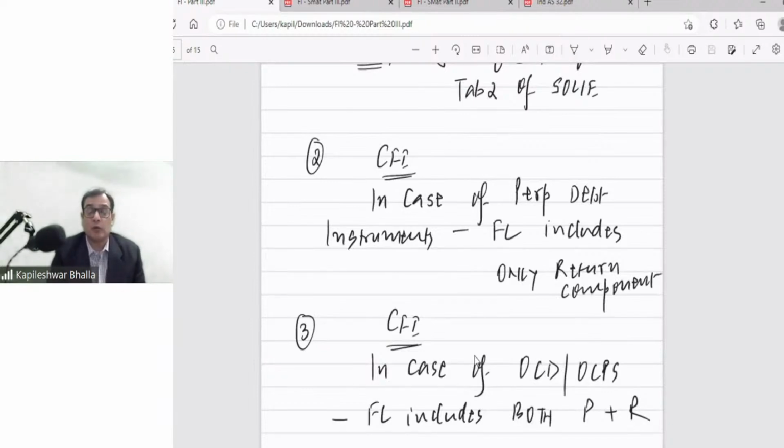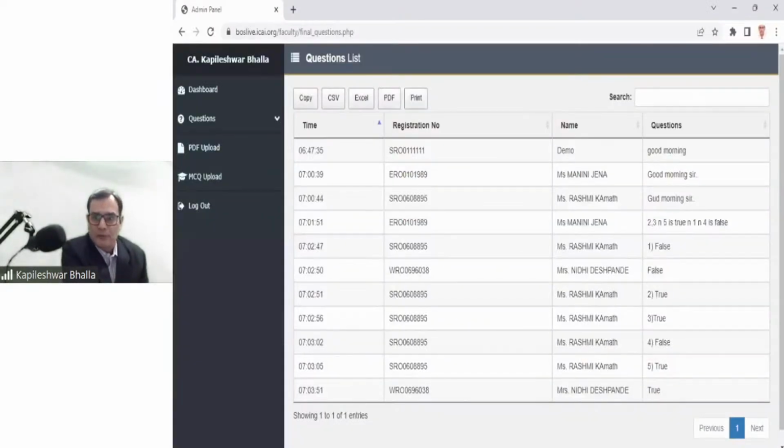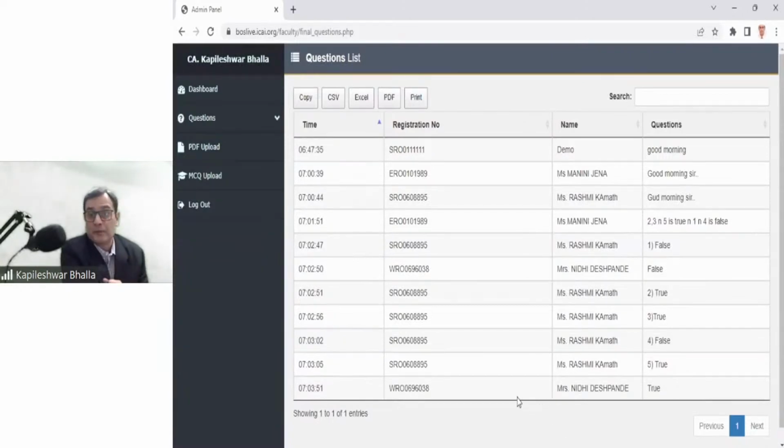Now, this is related to compound financial instruments: in case of perpetual debt instruments, irredeemable debt instruments, financial liability includes only a return component. And that, yes, is absolutely correct. Because we've seen that in terms of irredeemable debt, the issuer has an obligation only to pay the return on that instrument for perpetuity. So when you calculate the financial liability element, we consider only the present value of the interest which you pay on that particular instrument. So this is absolutely true. And I think that answer was absolutely correct as well. Right, Nidhi? Right, Rashmi? Absolutely correct.